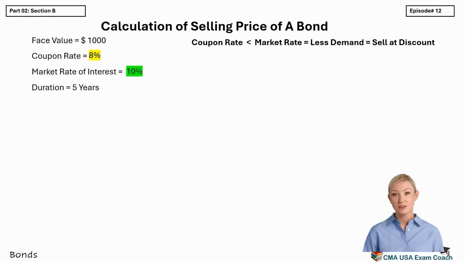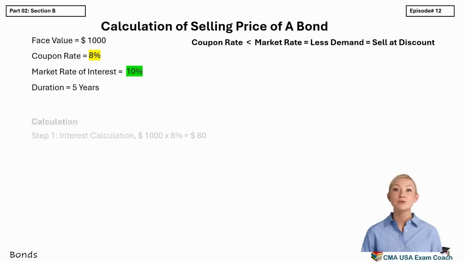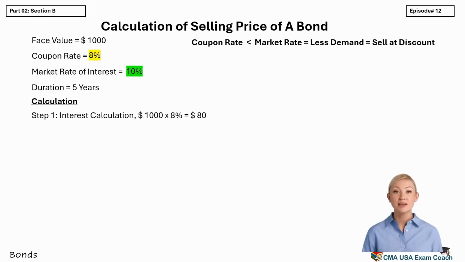Let's go through the cash flows. Every year, the investor will receive $80, which is calculated by multiplying the face value of $1,000 by the coupon rate of 8%. Over 5 years, that gives us a total of $400 in interest. But as we've learned before, when calculating the present value, we need to discount these future interest payments using the market rate, which is 10% in this case.